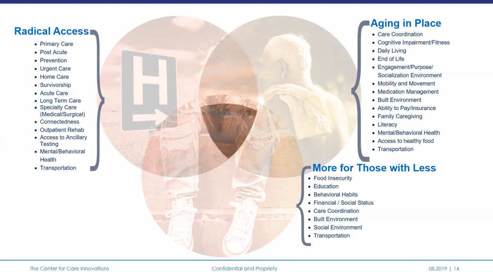So for those with less, we looked at those that qualified for Medicaid or that are on Medicaid. For aging in place, we looked at those that were over the age of 65, and for radical access, we looked at those that live in a rural area defined by population density and RUCA codes. So we looked at that across all of our service areas, so quite broad. It ends up being the majority of the state of Illinois.